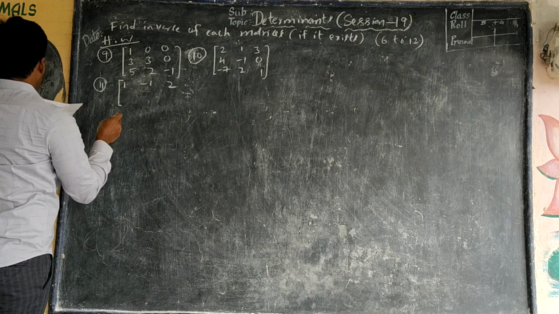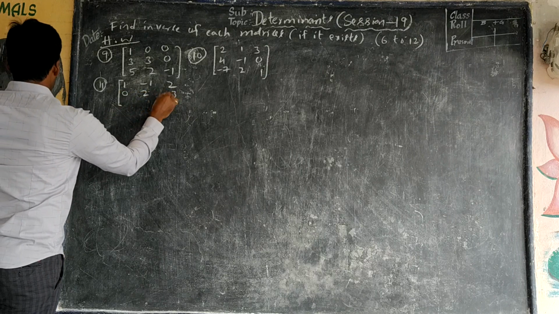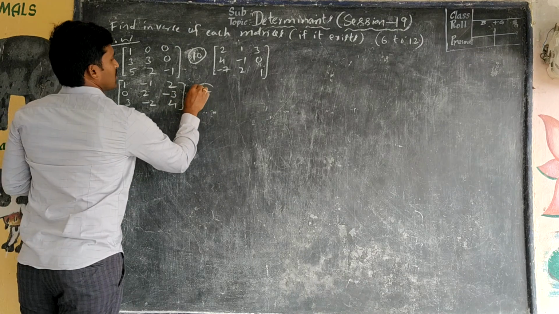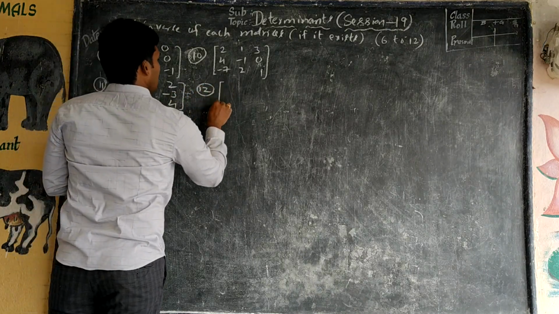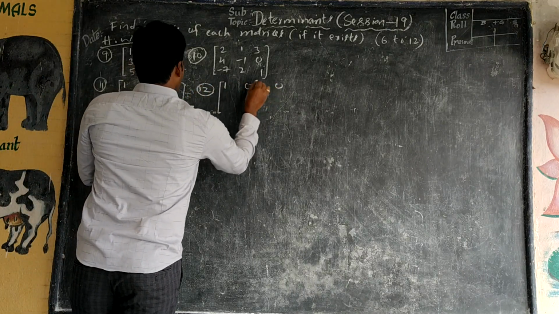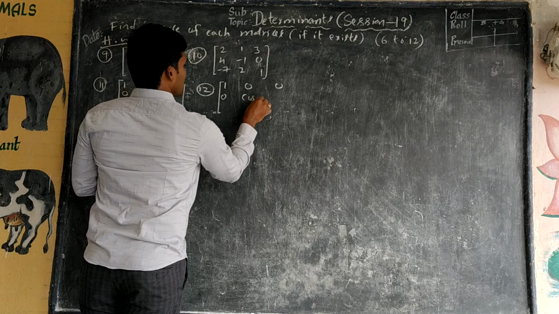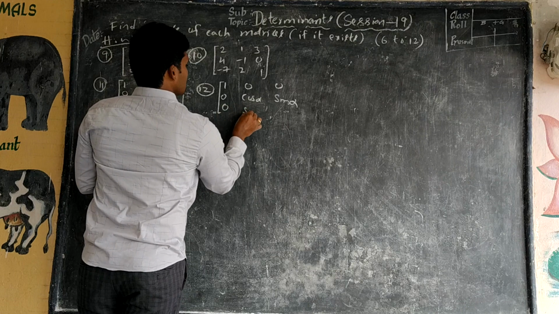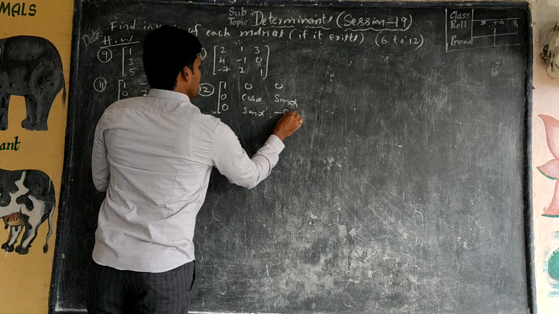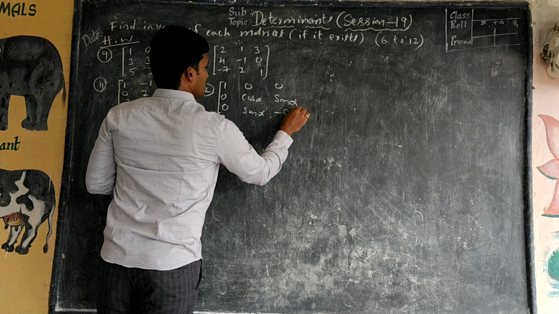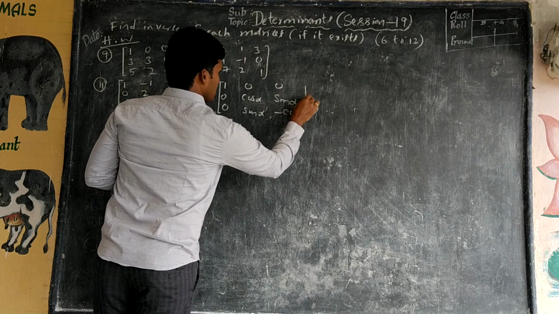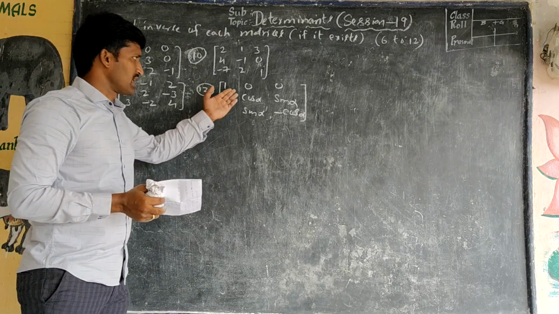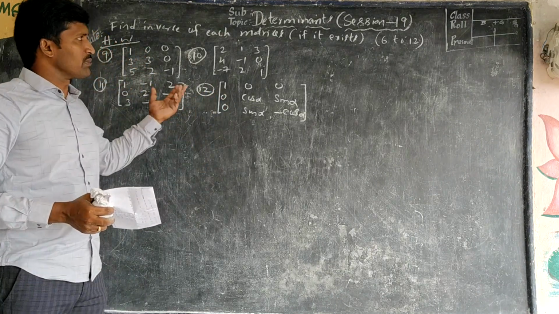1 minus 1 2, 0 2 minus 3, 3 minus 2 4. The 12th question: 1 0 0, 0 cos alpha sin alpha, 0 sin alpha minus cos alpha. Don't think this is a difficult question. It's also the same model only. You can try it: take the elements, find the delta A value, and the remaining steps.